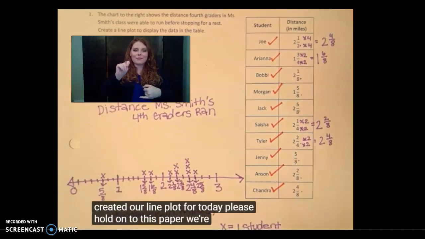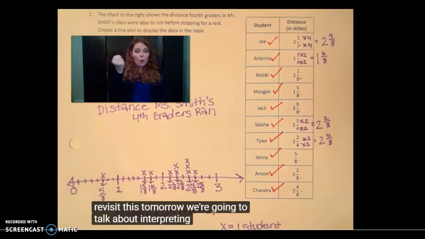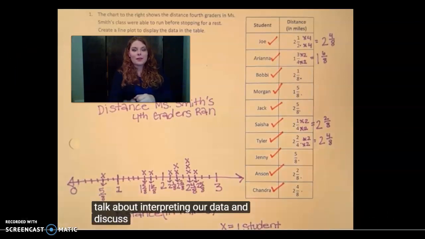Please hold on to this paper. We're going to revisit this tomorrow. We're going to talk about interpreting our data and discuss it.